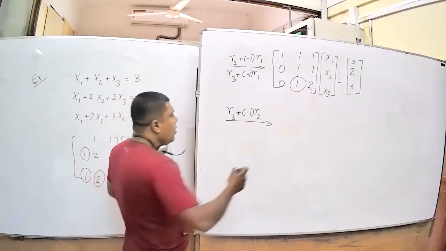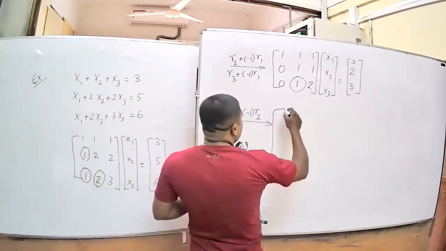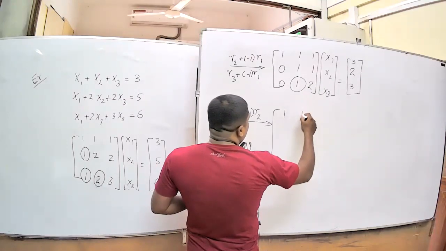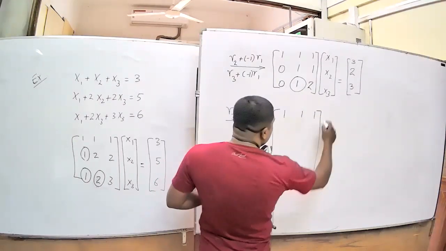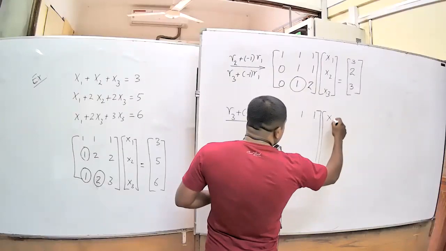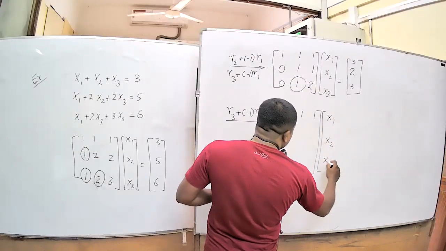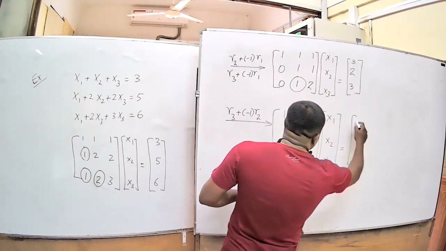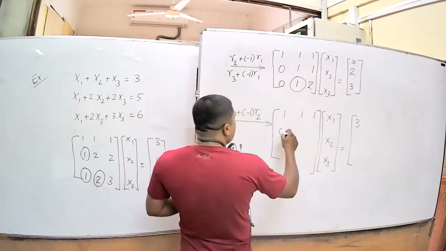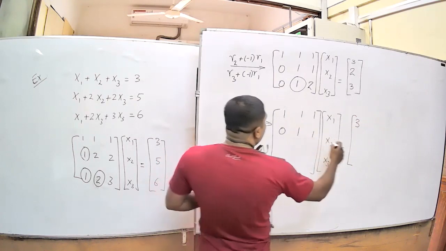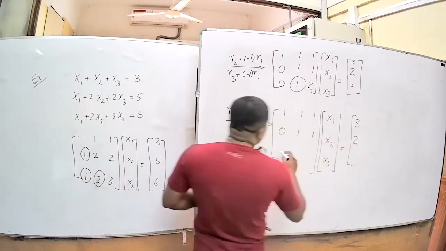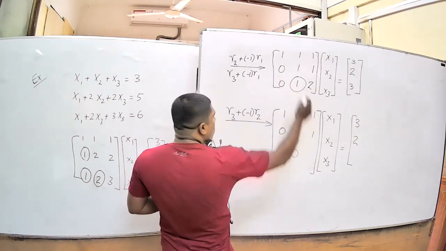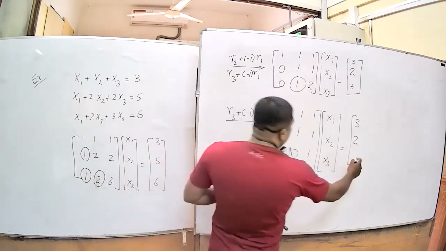So let us complete that process. 1 1 1, your first row does not change. So it's going to be x1, x2, x3, and this is going to be 3. Second row does not change. So 0, 1, 1, and this is 2. This minus this is 0. This minus that is 0. 2 minus 1 is 1. 3 minus 2 is 1.